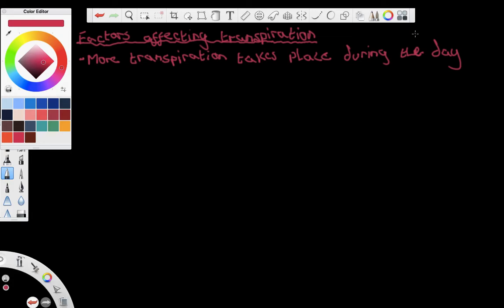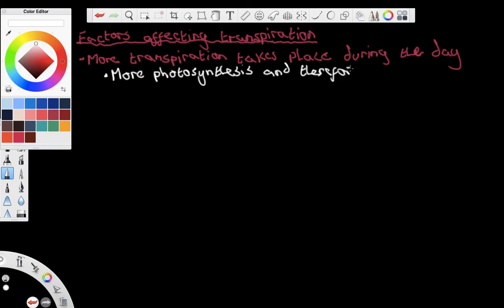Now this is because there's more photosynthesis, because there's sunlight, therefore more stomata are open. So this is because there's more photosynthesis and therefore more stomata are open.